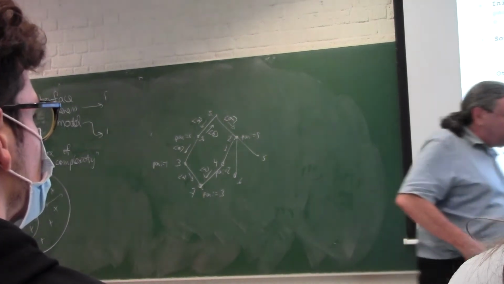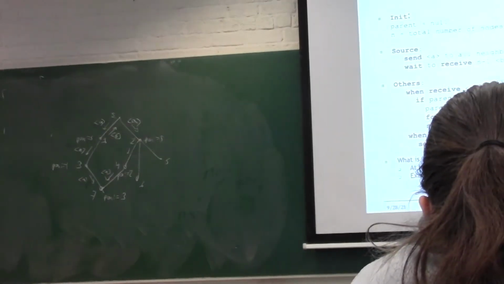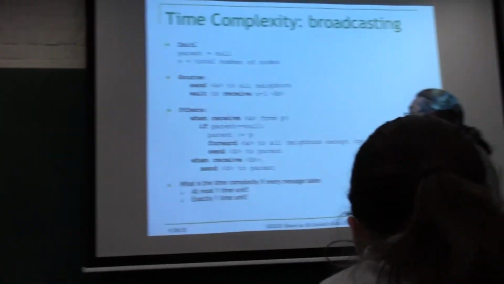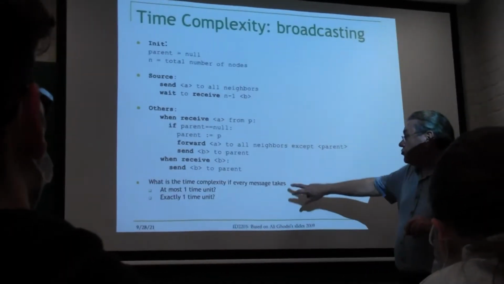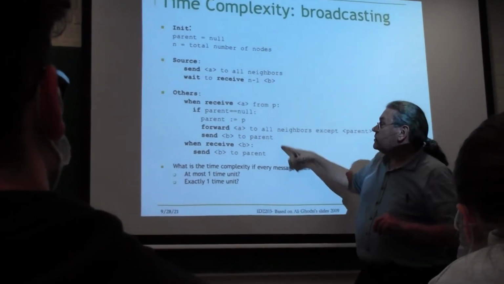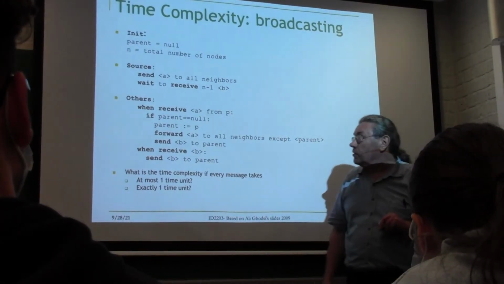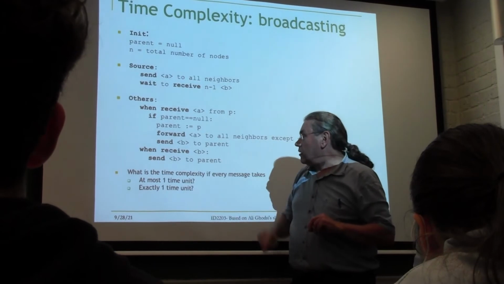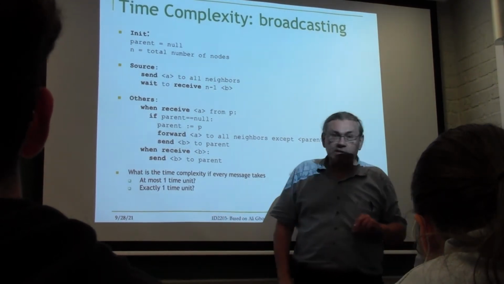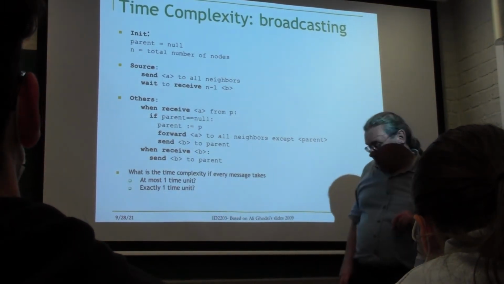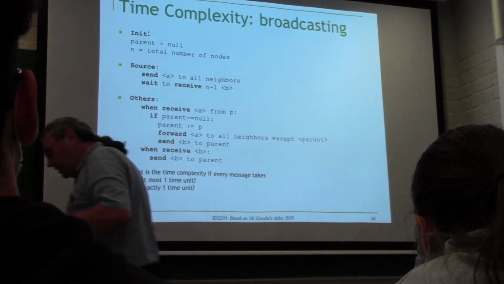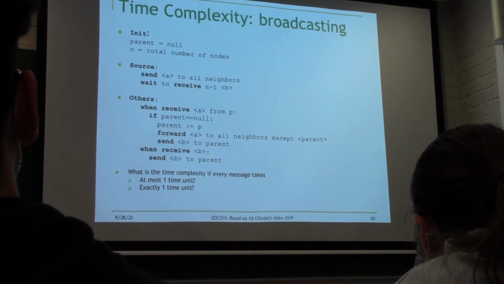But the network does not have to be a tree. It can be an arbitrary network, okay? Now, the question is, what is the time complexity of this? If every message takes at most 1, so I'm talking about the A and the B, or if every message takes exactly 1. So my question now for you is, show me a network.